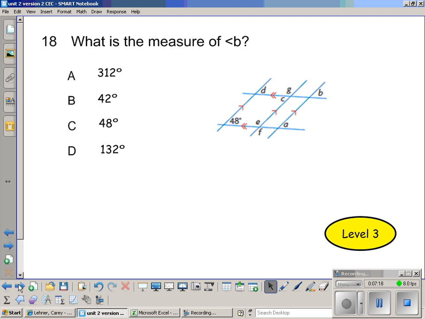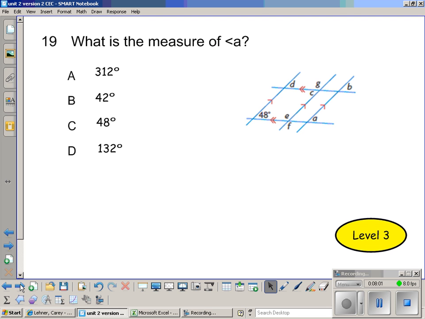The measure of angle B. All right, we can get to this a couple of different ways. One way is, if you look at the 48 degree angle and angle A, they are corresponding angles on the two outside parallel lines. They are both to the right of their respective parallel lines and above the transversal. So angle A is going to be 48 degrees. Angle A and angle B are corresponding with the different set of parallel lines. So therefore angle B is also going to be 48 degrees, which is C.